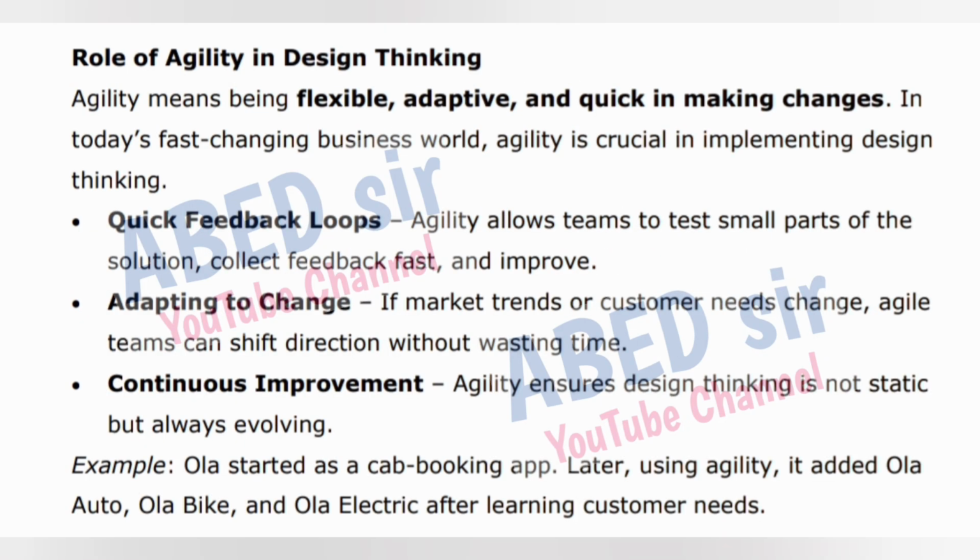Role of agility in design thinking. Agility means being flexible, adaptive, and quick in making changes. In today's fast-changing business world, agility is crucial in implementing design thinking. Quick feedback loops. Agility allows teams to test small parts of the solution, collect feedback fast, and improve. Adapting to change. If market trends or customer needs change, agile teams can shift direction without wasting time.